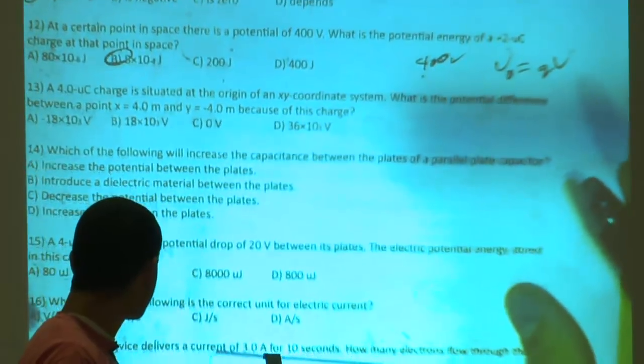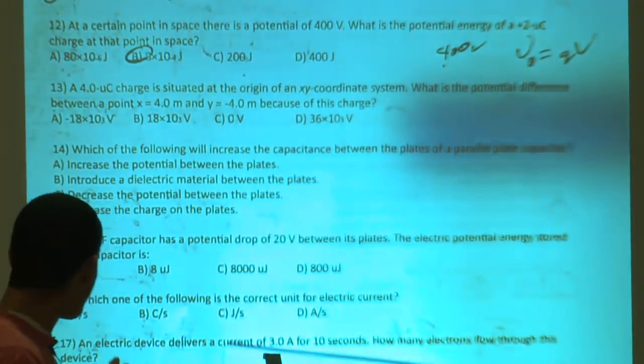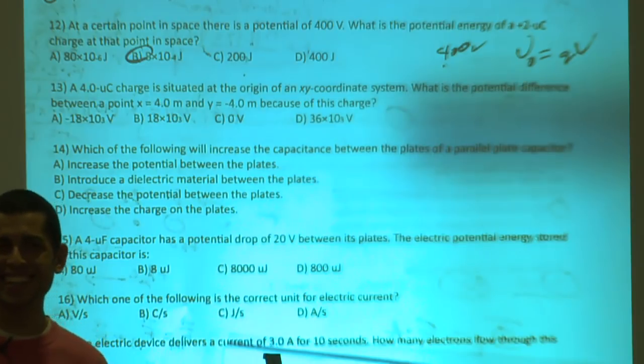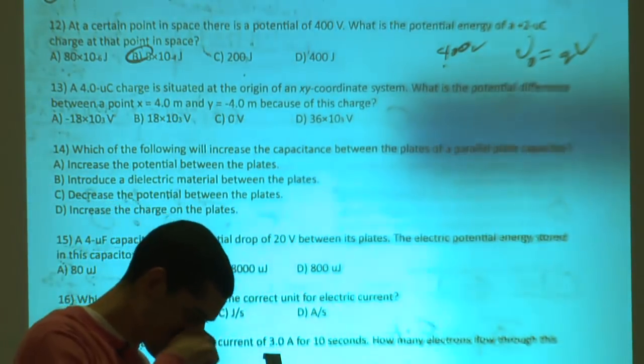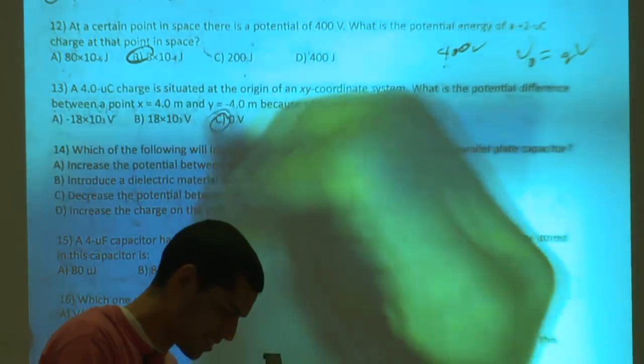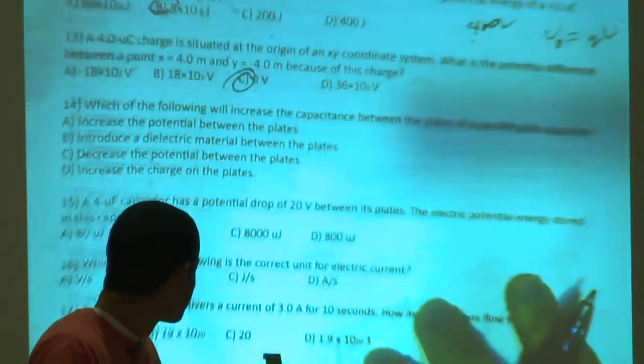Okay, so let's see. A 4 microcoulomb charge is situated at the origin of an xy coordinate system. What is the potential difference between a point x equals 4? Oh, sorry. But just to give you guys a value, 0, right?